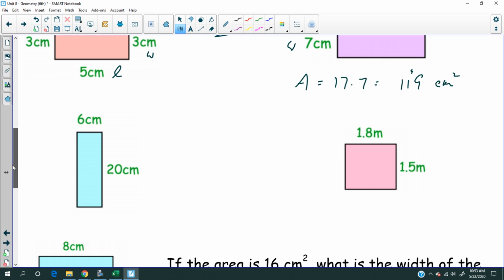So here's what we'll do. Try these 2 on your own right now. So press pause, and when you come back, we'll go over it.